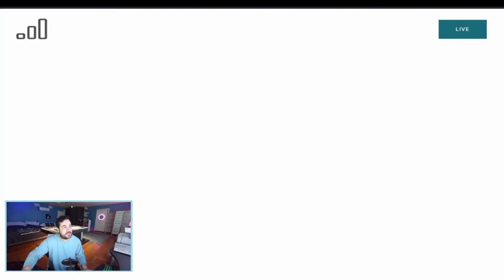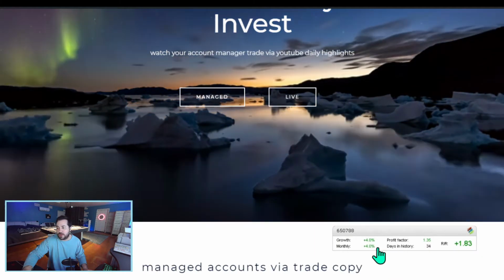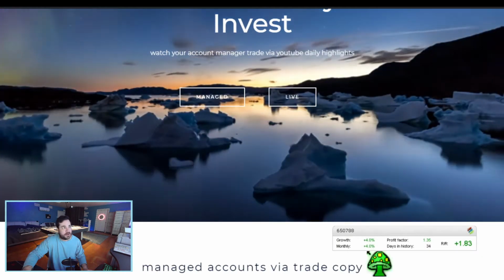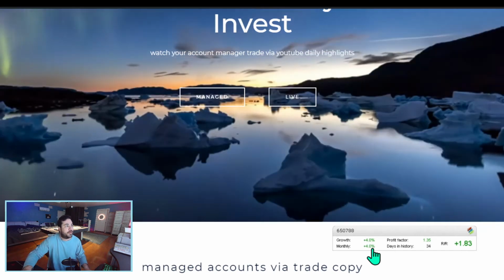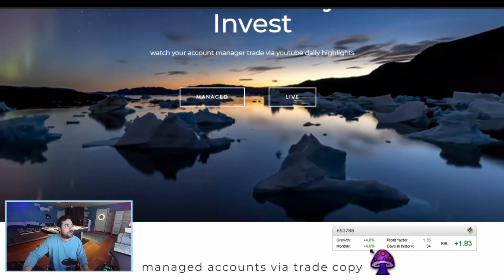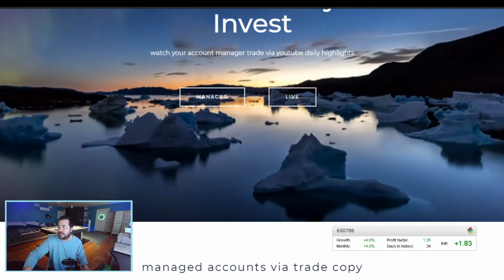Now this account is a brand new account. I just opened it last month, but you can click on it right here and it's going to give you the updated stats. So far we're up 4%, so it's kind of a slow month, but we made 4%. So anyways, these are the stats. Let me go ahead and minimize this here real quick.